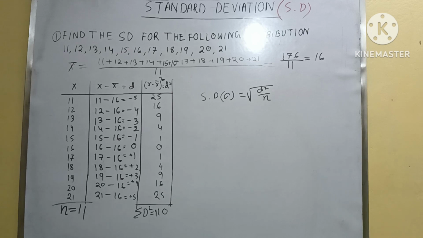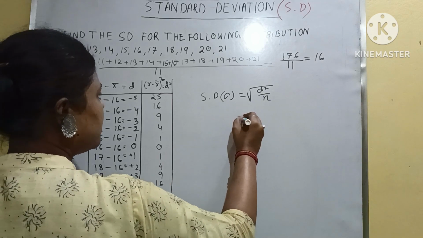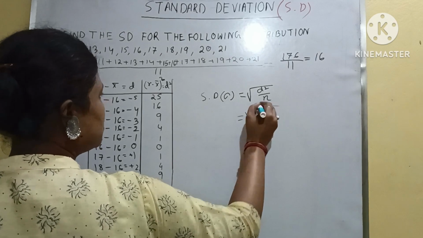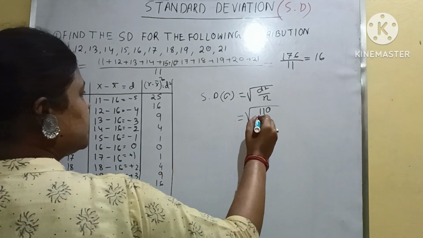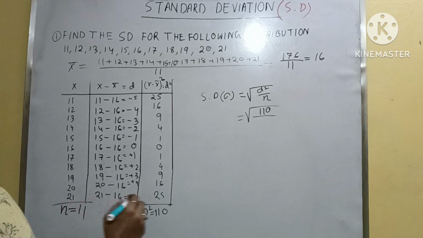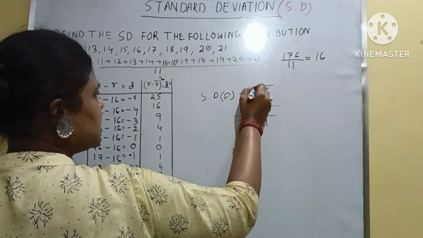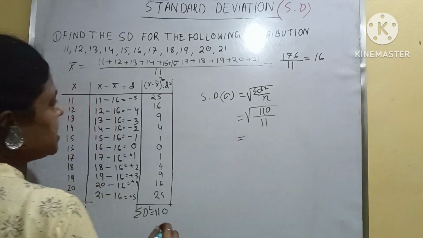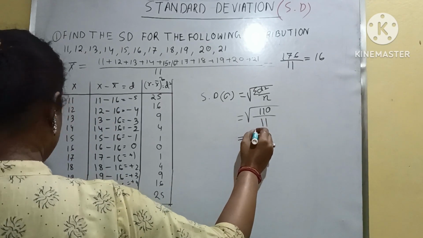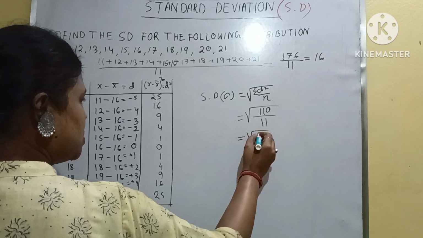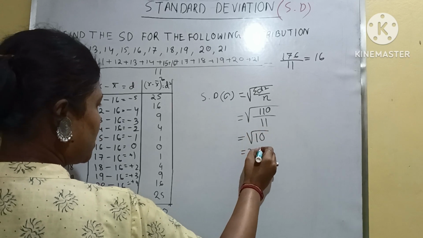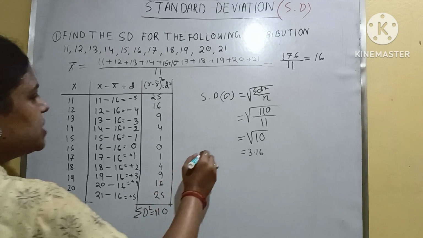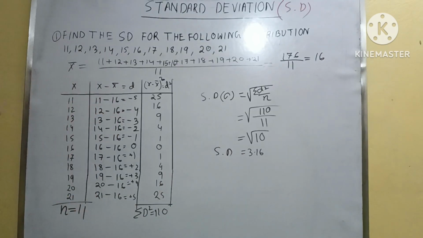Now just put the values here. Summation of d square equals 110, divided by 11. We have to write it, not just like that. So here the value is root over 10, which is 3.16. So the SD value is 3.16.